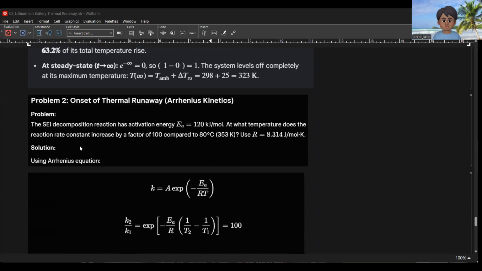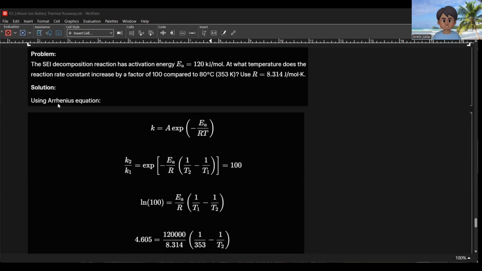Okay, problem number 2, onset of thermal runaway, Arrhenius kinetics problem. The SEI, the solid electrolyte interface decomposition reaction, has an activation energy of 120 kilojoules per mole. At what temperature does the reaction rate constant increase by a factor of 100 compared to 80 degrees Celsius, or around 353 Kelvin? Use R equal to 8.314 joules per mole Kelvin. So we have the solution here.